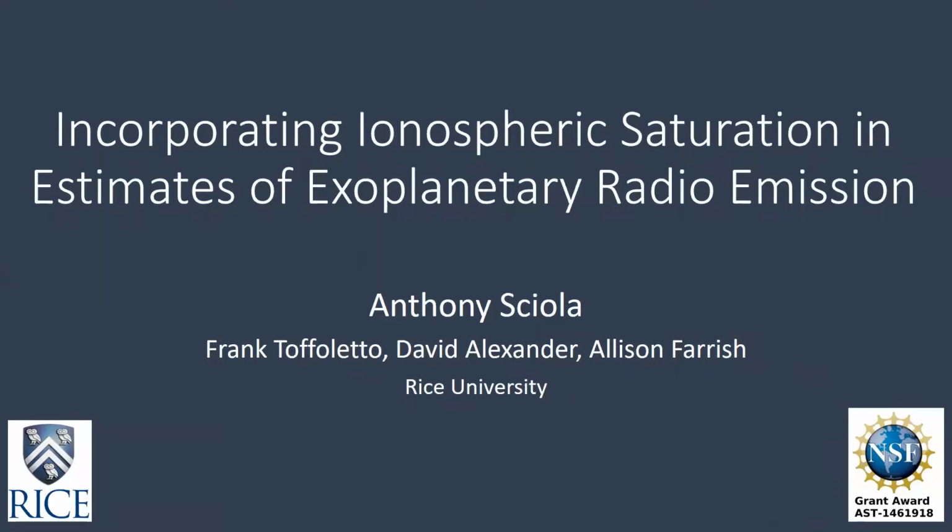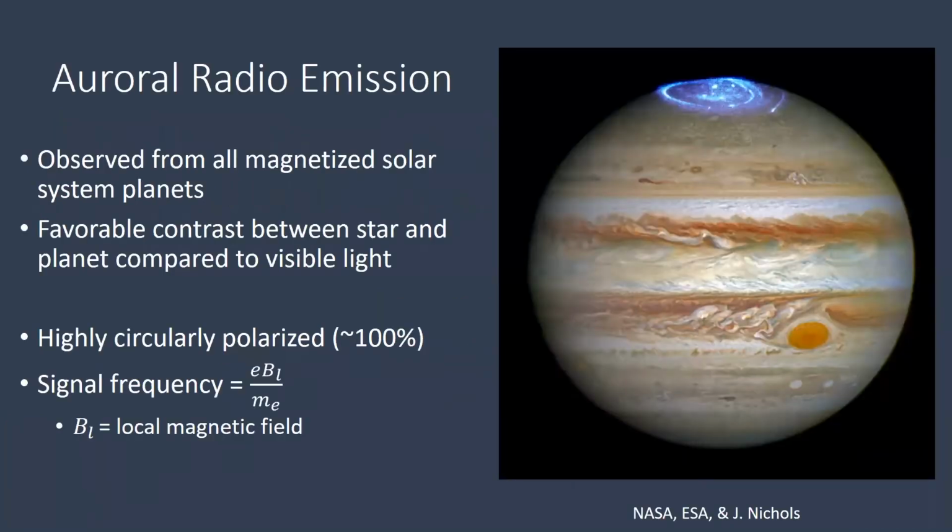So I'm going to be talking about trying to observe exoplanetary radio emission and how we can incorporate some saturation effects that we see in Earth's ionosphere into those calculations. For a bit of background, auroral radio emission is observed from all magnetized solar system planets. We have a composite image of Jupiter here. This is the aurora, I think, in UV, and the radio emission actually occurs farther up these field lines. They have the same footprints, but occur farther up.